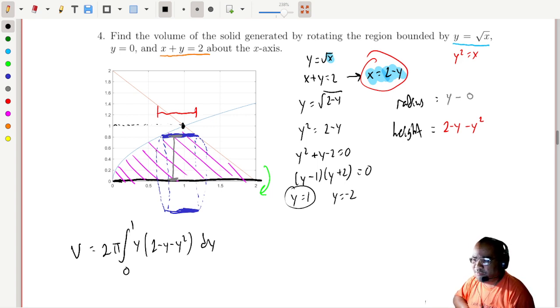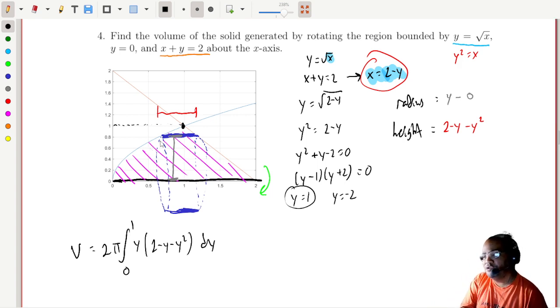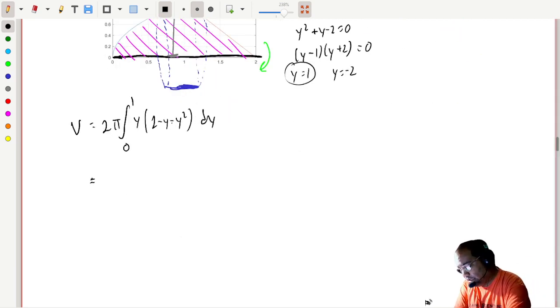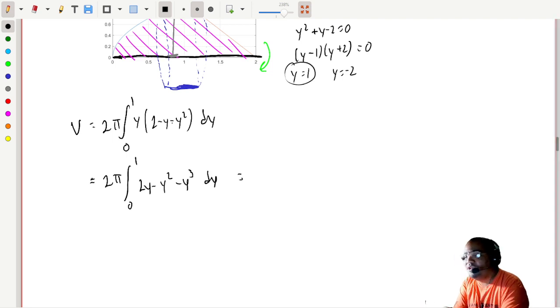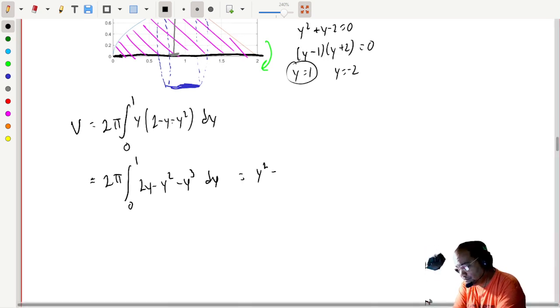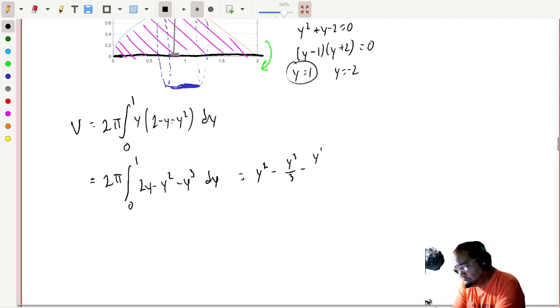Now what do you think we do? Pause the video. Power rule. Well, you've got to multiply out first, then use the power rule. So let's multiply out. All those exponents on the inside will increase by 1: 2y minus y squared minus y cubed, dy. Now we use our power rule to get the antiderivative. First term is y squared, then y cubed over 3, then y to the fourth over 4.